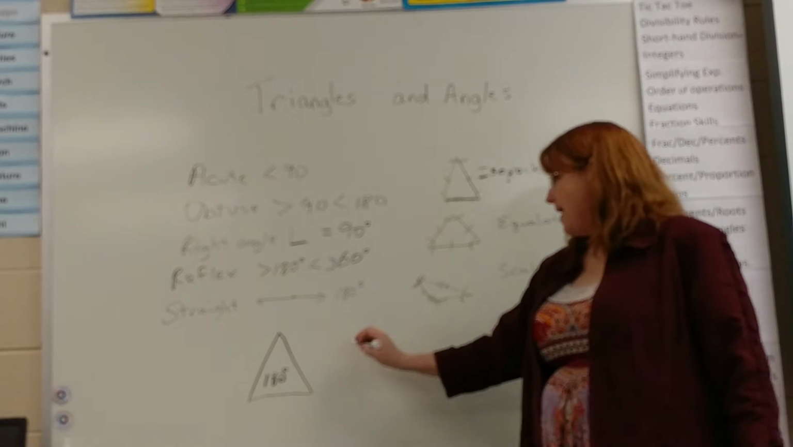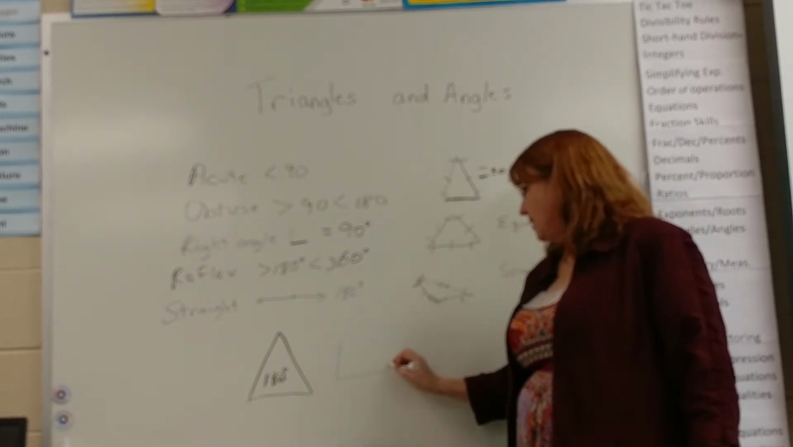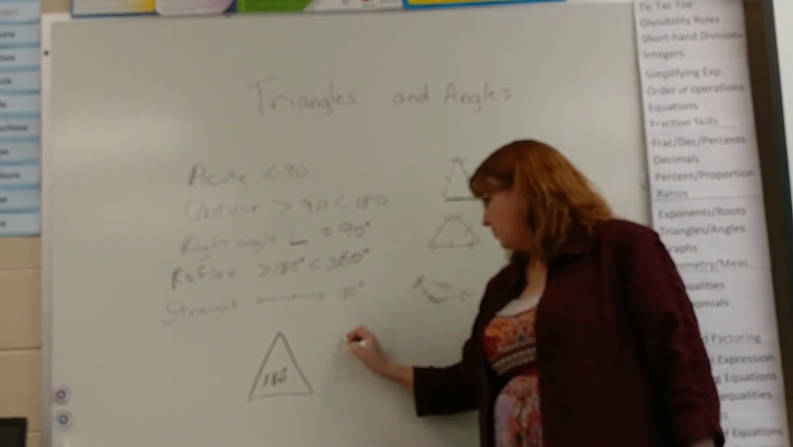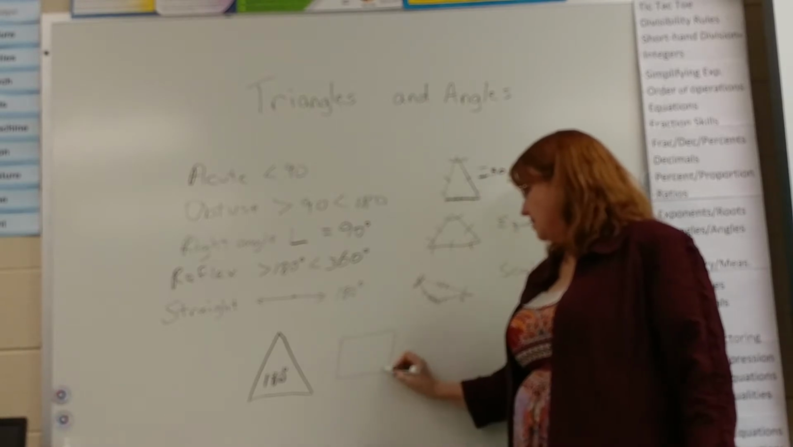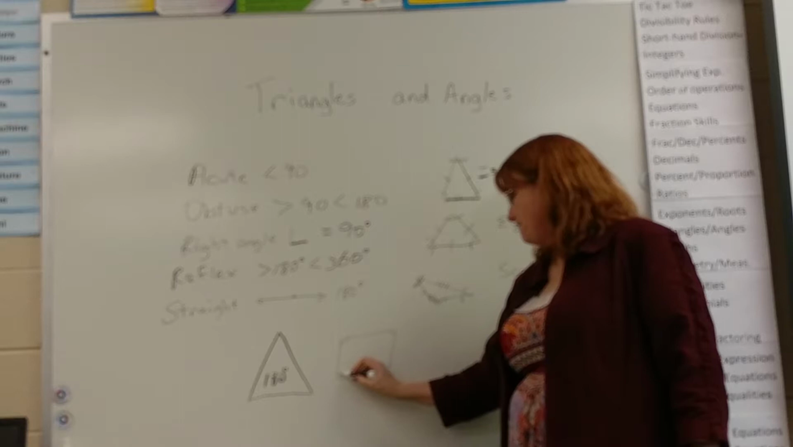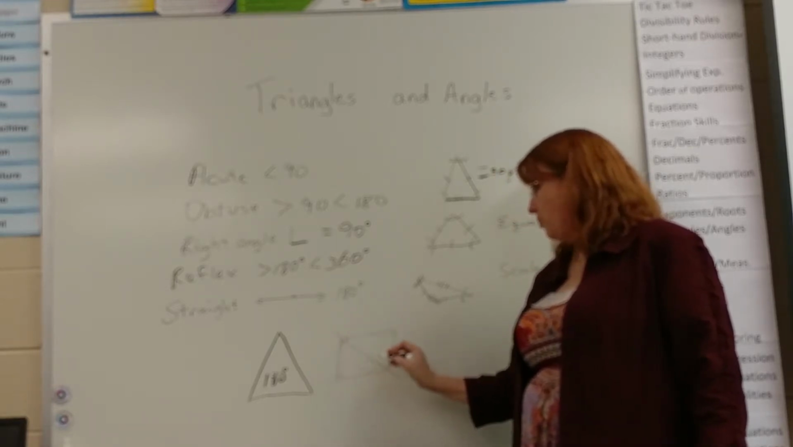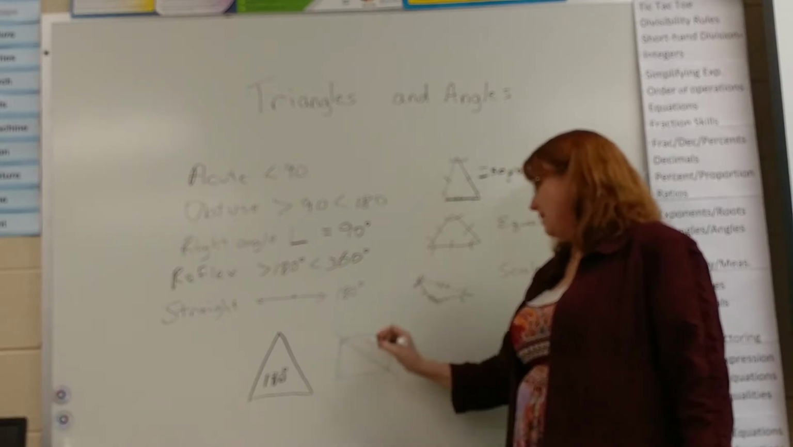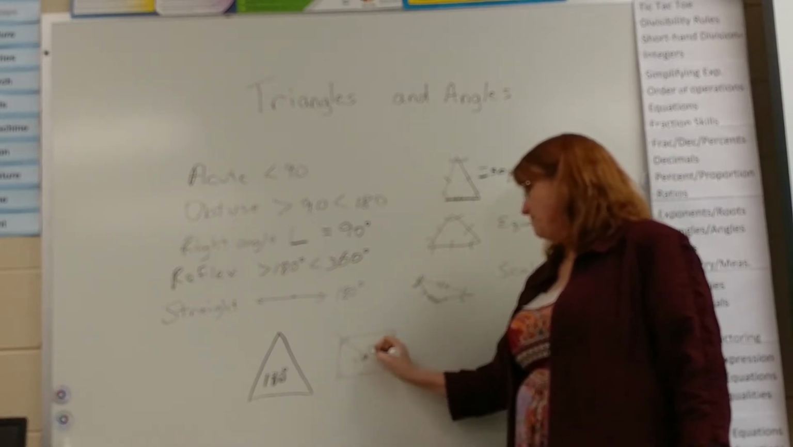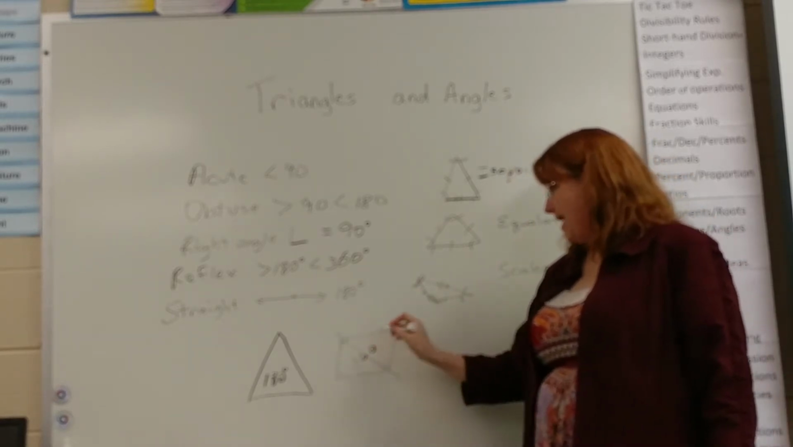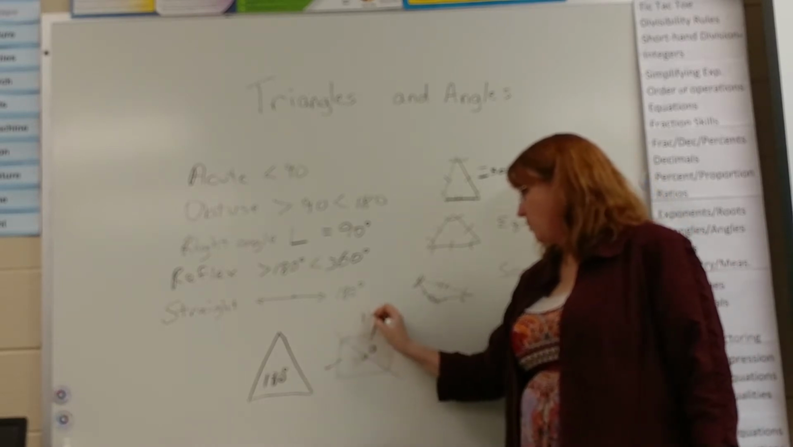The way you can prove that is if you make a four-sided figure, could be a rectangle, could be a square. These are each 90 degrees. They're all square boxes. 90 times 4 is 360. If you cut that in half, half of 360 is 180. That's where the 180 comes from.